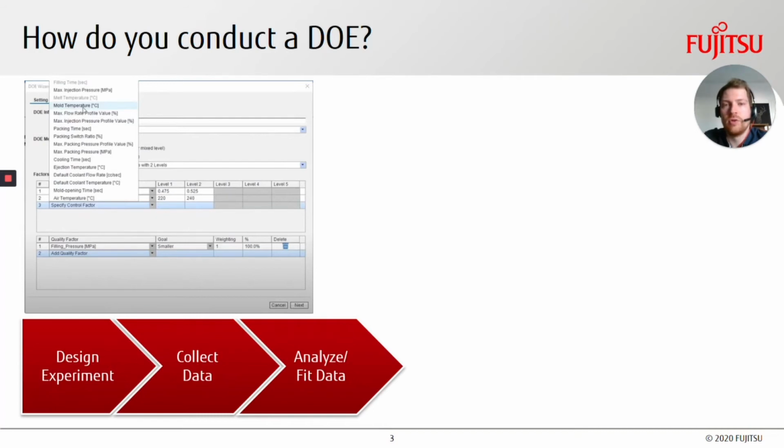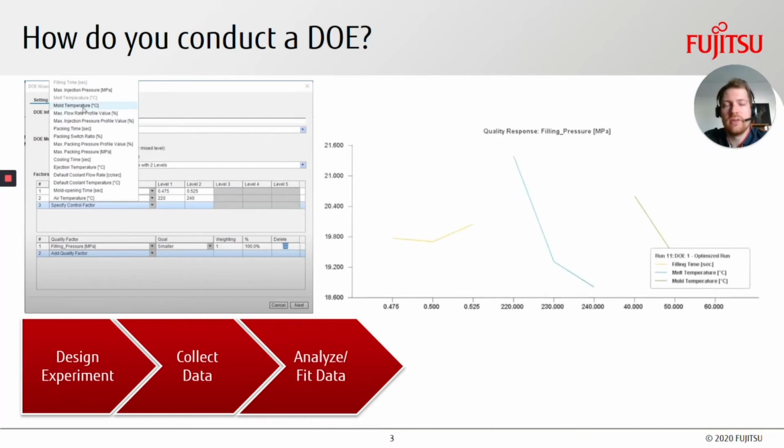So what you want to do is start looking at the results. And Moldex3D, for example, provides a result that is called quality response. And as the name says, what it does is give you information on the response of the quality criteria depending on the level of your factor.